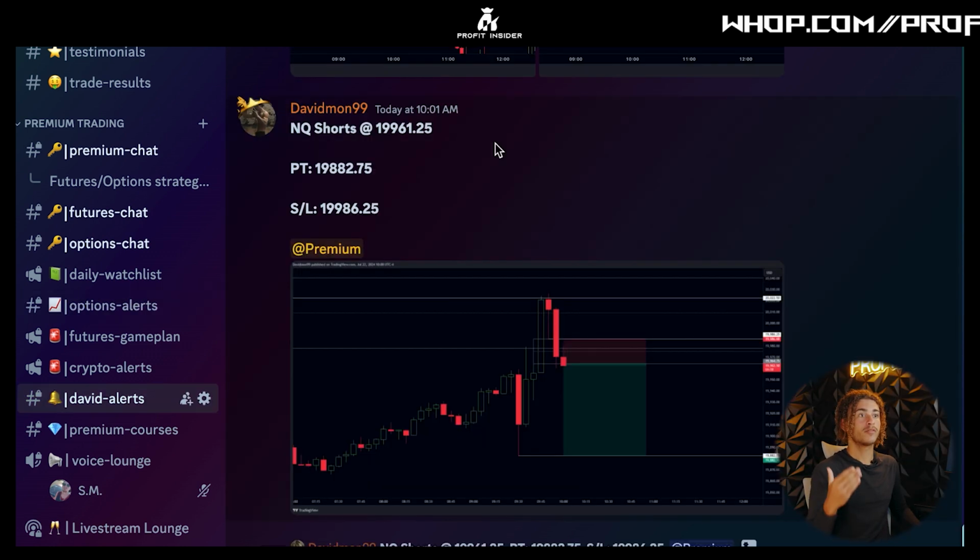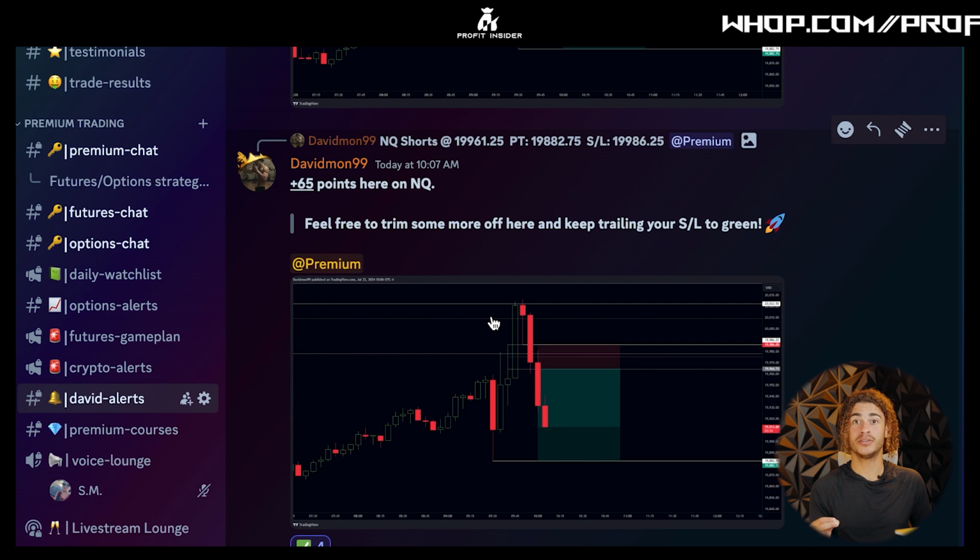And then we also send out full alerts for futures. You can see right here, we send out the entry, price target, and the stop loss. And we send you a chart so you can see what we're looking at. And as you can see right here, this trade played out perfectly. This trade was sent out earlier today, and this is where it is now. And we had 65 points on that trade. So if you trade futures, you know that that is a lot of points.